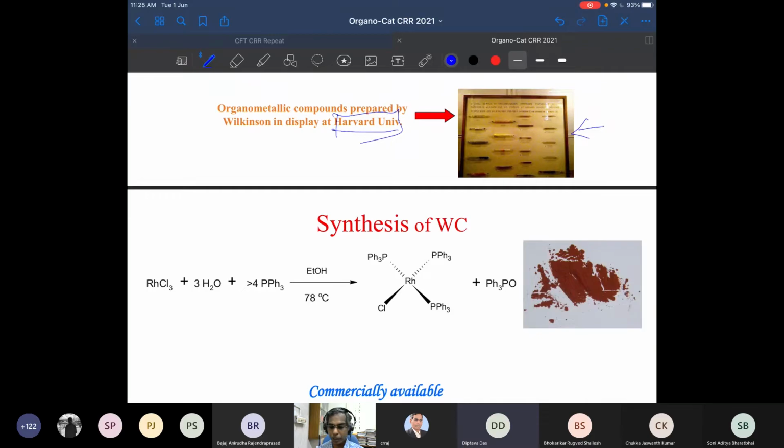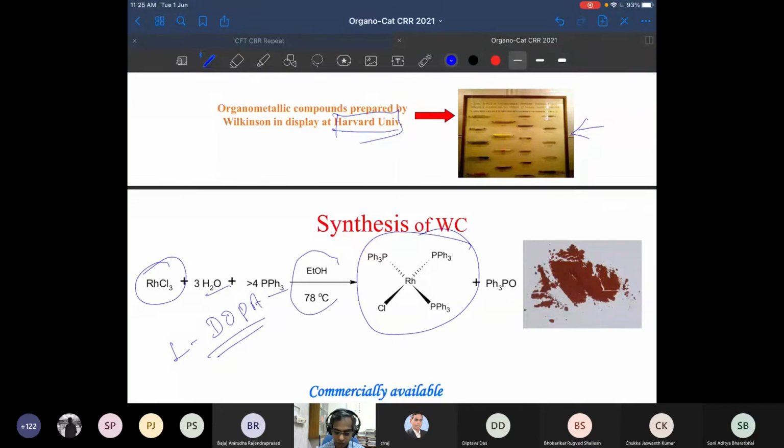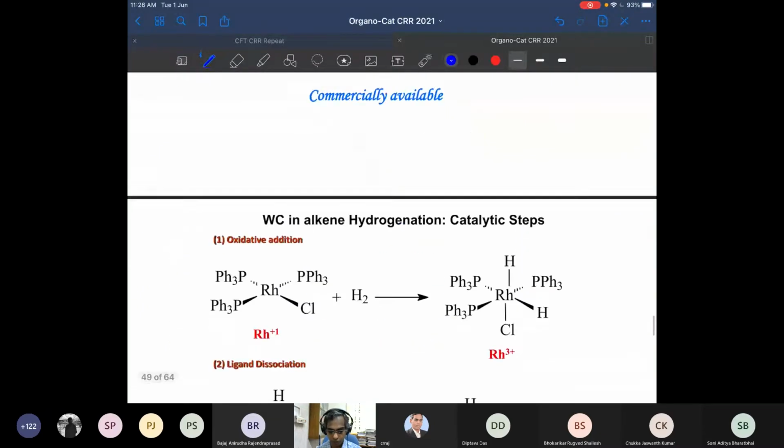Parkinson's disease, basically, is the loss of motor control activity. That's very notorious. There is only one drug available, what we call L-Dopa. I have a slide at the end, I will show you that. That is basically based on the Wilkinson catalyst. So how do we synthesize it? Rhodium trichloride, water, triphenylphosphine in ethanol at 78 degrees, you get your rhodium triphenylphosphine complex. Now it is commercially available.